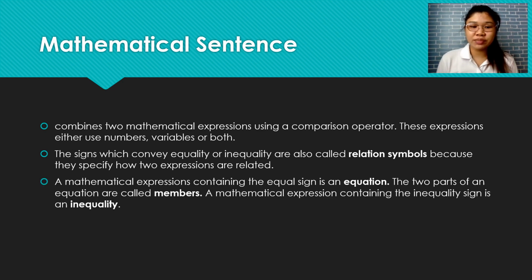Again, a mathematical sentence containing the equal sign is called an equation. From the word itself, equal, equate, equation. The two parts of an equation are called members. So we have two parts. A mathematical sentence containing the inequality sign is called an inequality. So if it has an equal sign, it is called an equation. And if it has an inequality sign, it is called an inequality.